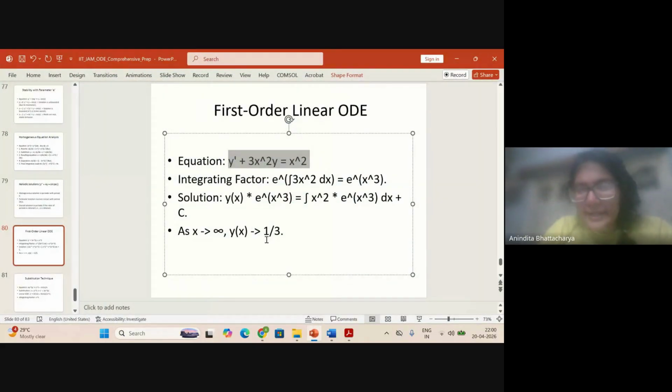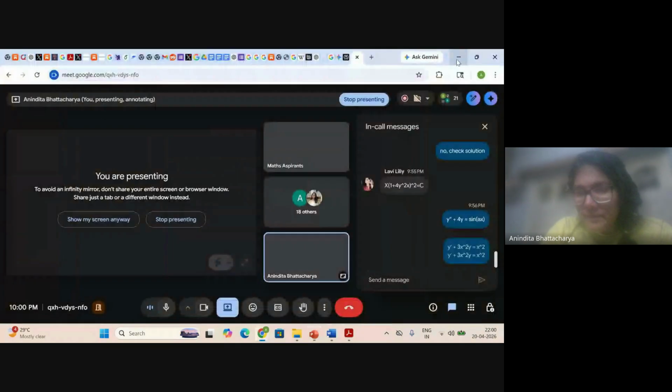Okay, so the integrating factor is e to the power integral of 3x squared dx, which is e to the power x cubed. The solution when multiplied by e to the power x cubed is this, and as x goes to infinity it gives us y of x equals 1/3. So yes, the current problem is over.